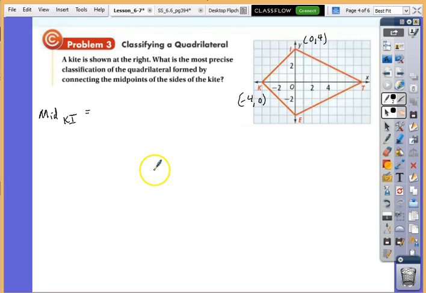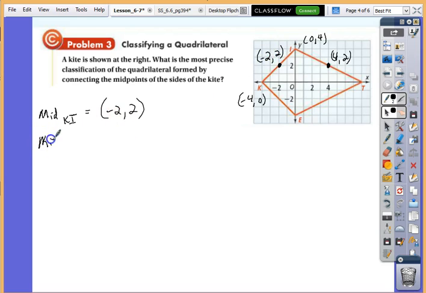So the midpoint is going to be negative 2, positive 2. And then the midpoint over here is going to be, this is 4, 5, 6, 7, 8. So halfway is 4. Halfway up to 4 is 2. So 4, 2 is going to be this midpoint. This was negative 2, 2.